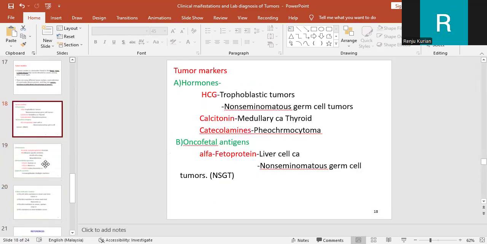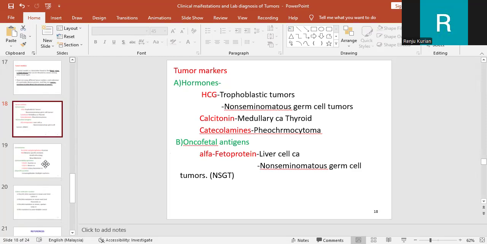The important hormones used are HCG, calcitonin, and catecholamines. HCG is widely used for diagnosis of trophoblastic tumors, including choriocarcinomas, and non-seminomatous germ cell tumors of testes. Calcitonin is employed for diagnosis of medullary carcinomas of thyroid. Catecholamines are used in the diagnosis of pheochromocytomas of adrenal.